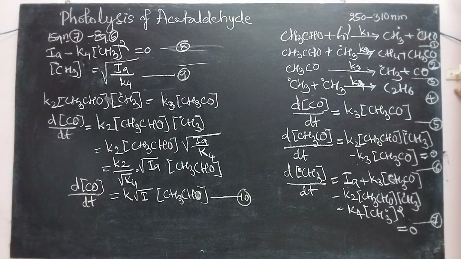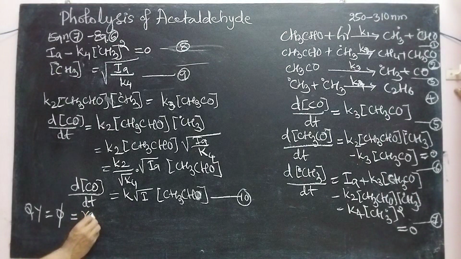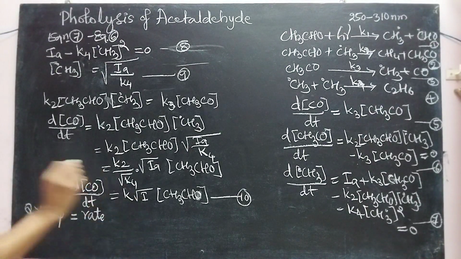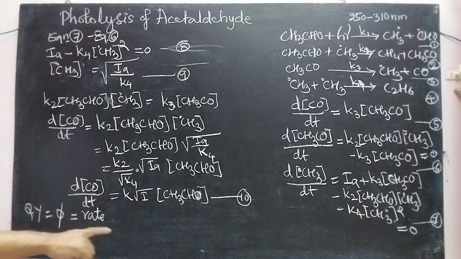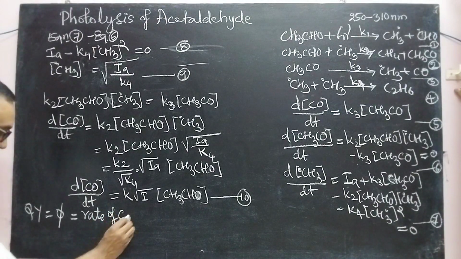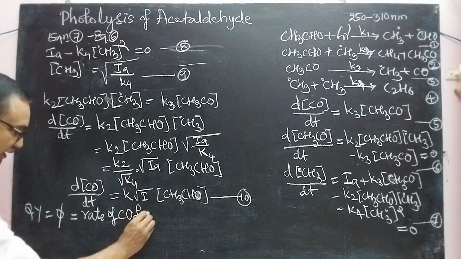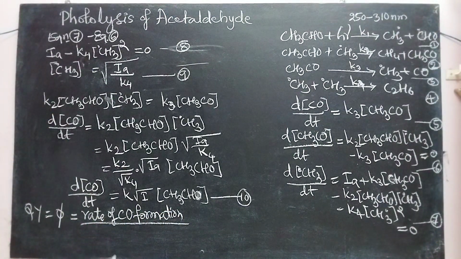Now the next thing is about the quantum yield. Quantum yield is represented by phi. It is nothing but the rate of formation of reaction. The overall rate of reaction is nothing but the rate of formation of carbon monoxide, or the quantity of reactants reacted. Rate of carbon monoxide formation, we have considered only this, divided by the rate of intensity of light radiation absorbed, that is nothing but Ia.